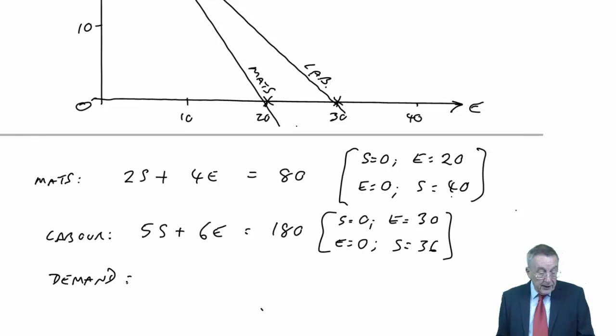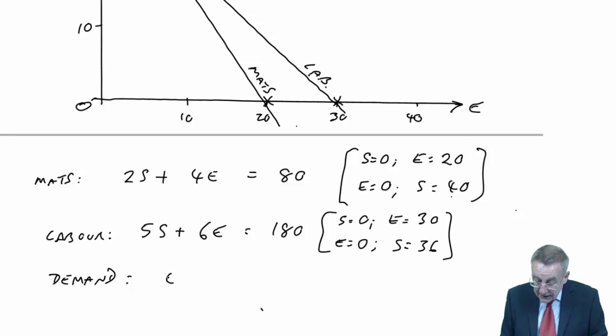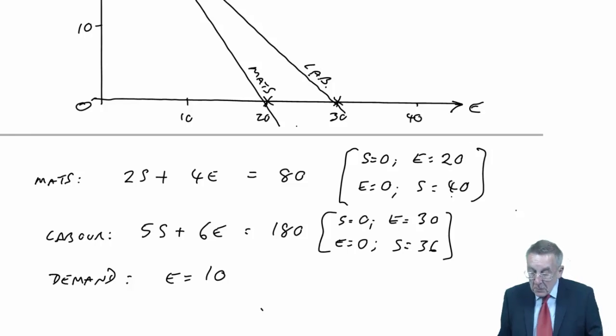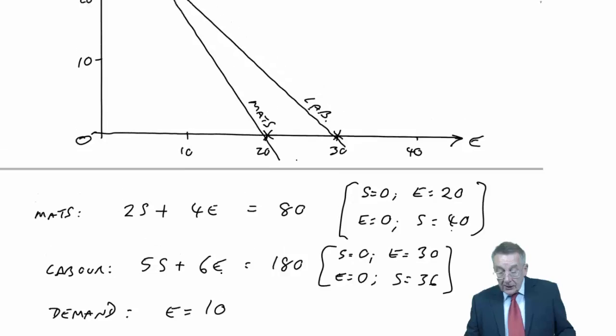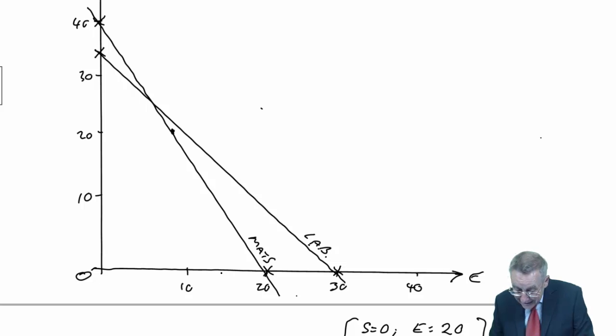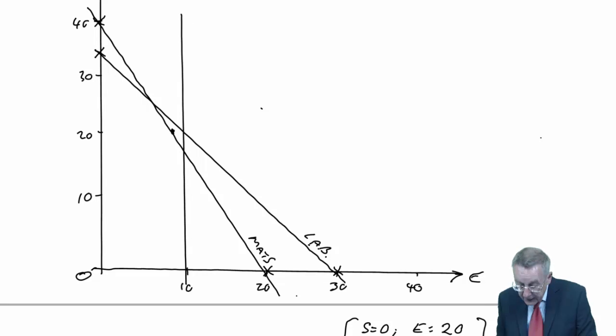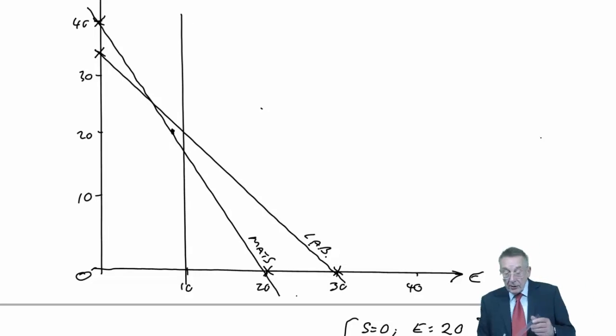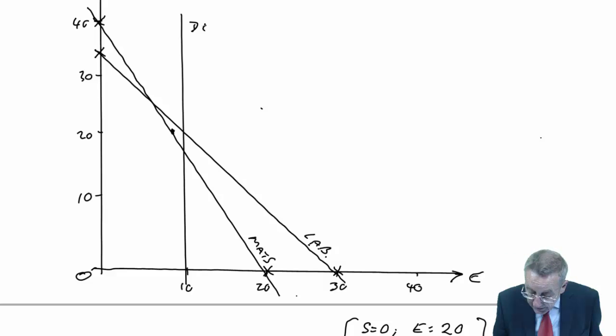S, remember, could be anything, but E was limited to 10. And so for E to be equal to 10, again, S anything, so it's this line here. That's it. No, it's not drawn. You probably can't see, but I'm trying to use a ruler. It's a bit tricky on this. But there's the demand.